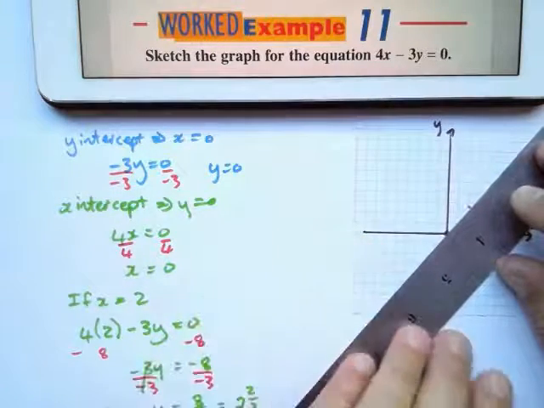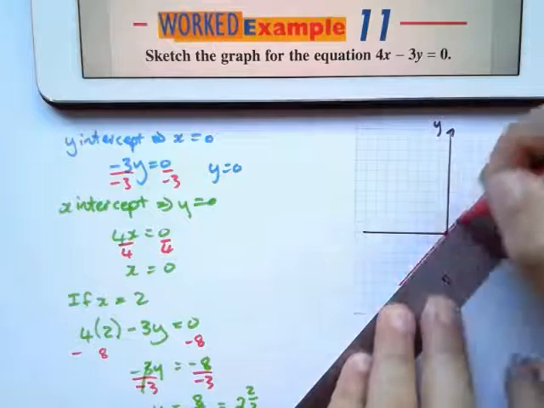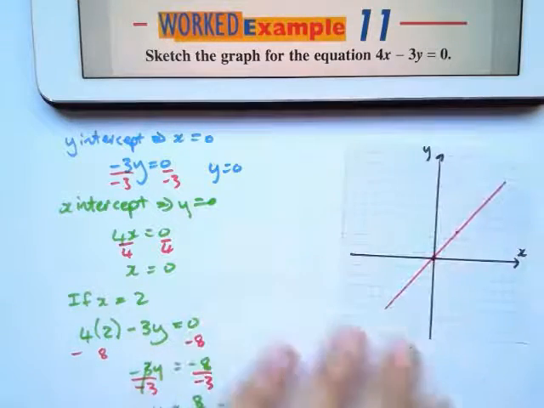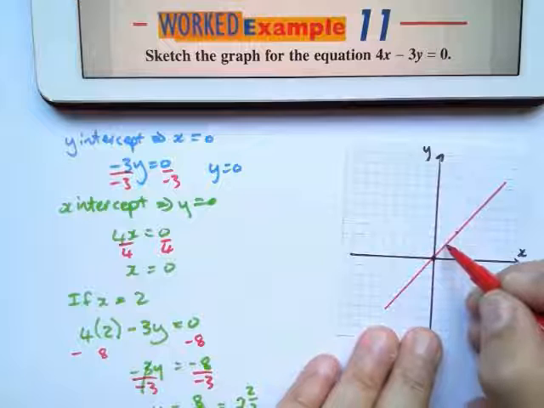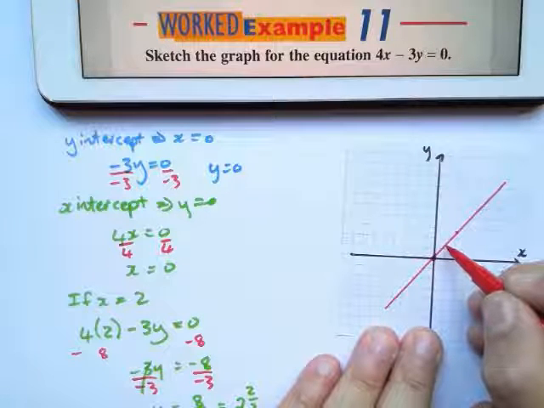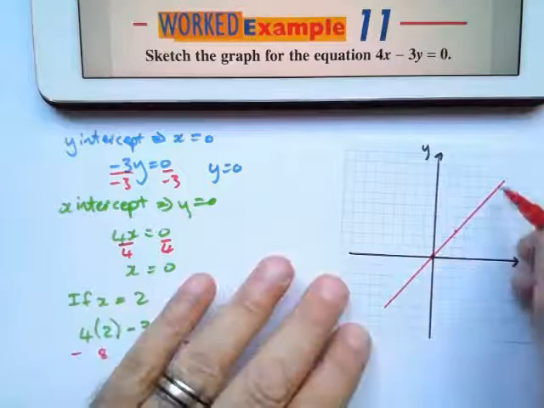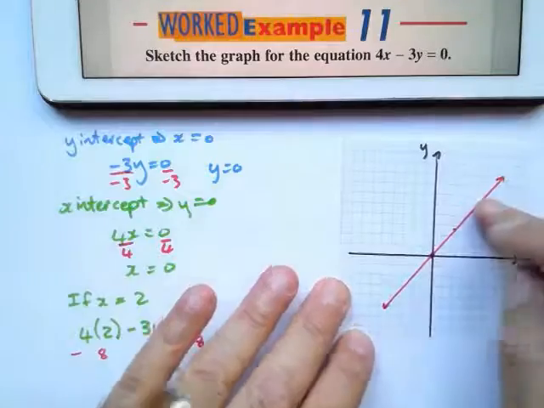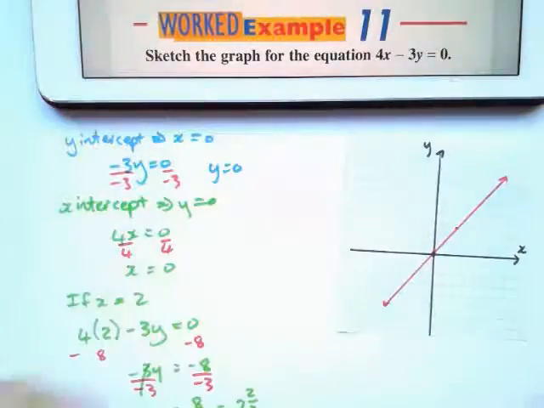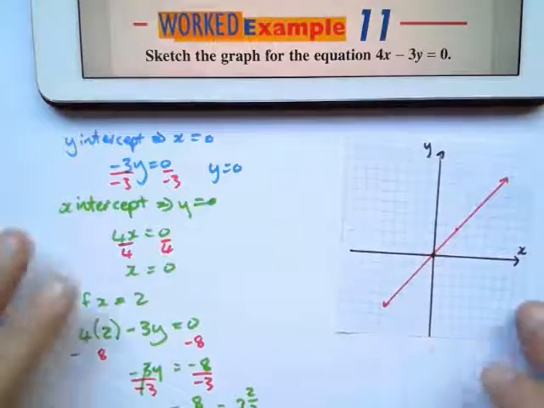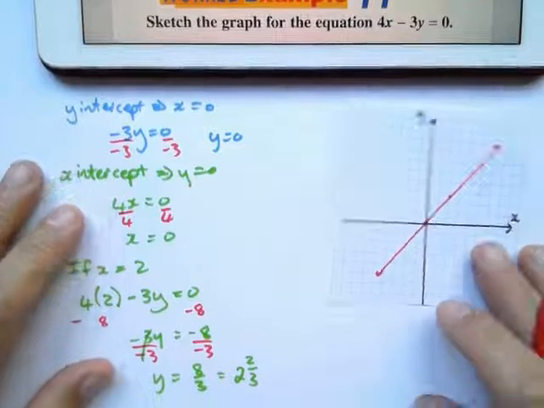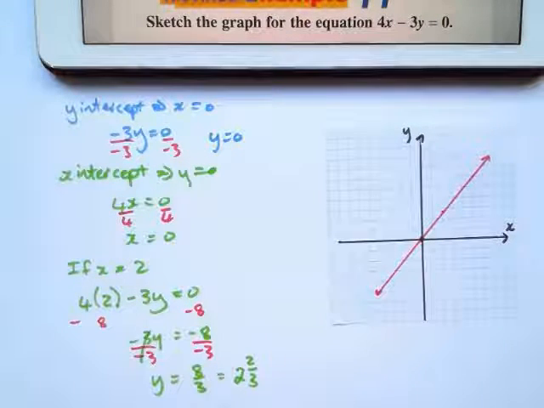If you have chosen any other value for x, if you've chosen x equals 1, then this would have been 1 and 1/3. Or, yeah, 1 and 4/3. 1 and a third. So any value that you've put in for x will be on this line because this gives us the function that we have over there. That's our final answer.